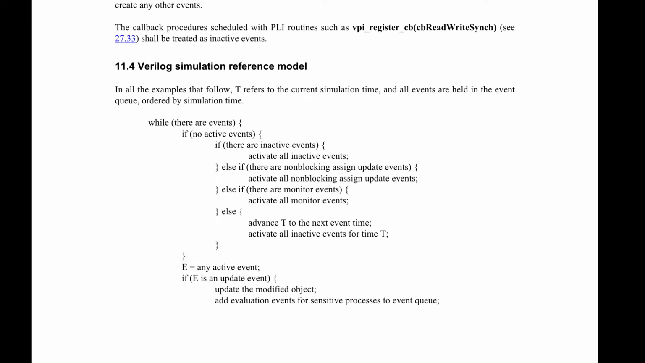So in plain English, once I've updated x to be 5, I look to see, are there any always statements that should be triggered by the change in x that I have made. And all the processes that need to be triggered, all the always at x statements that need to be done, they get added to the current active event queue.